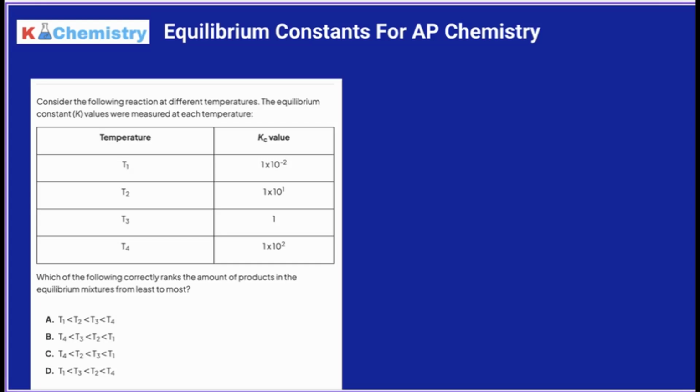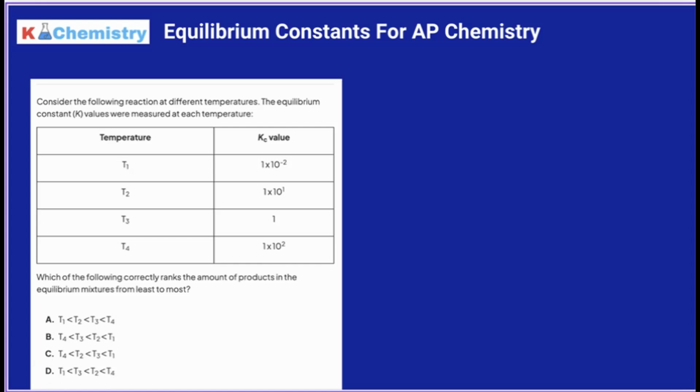So if I arrange the Kc from the smallest to largest, I have T1, which is 0.01, the smallest one. Then after it is T3, which is equal to 1, and then T2, which is 1 multiplied by 10 to the power of 1, which is 10, and then T4, which is 1 multiplied by 10 to the power of 2, which is 100. So the arrangement is T1, T3, T2, T4, which is answer number D.